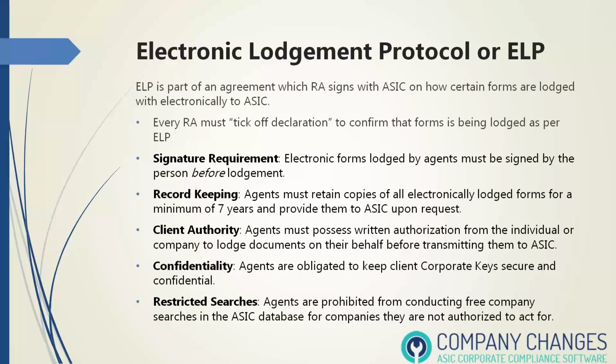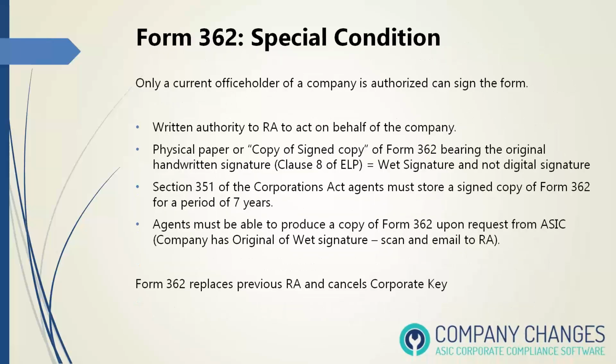The way we handle this in company changes is that there is a declaration made by the company holder who signs the minutes to lodge that Form 484. The company minutes authorize the agent to lodge that particular form to ASIC. This written authority is very important, and if you don't have it as a registered agent, then when you're transmitting to ASIC, you have breached the electronic lodgement protocol. You must keep all your matters very confidential, especially the corporate key of the client, and you should only make searches for the clients who have authorized you, who have signed Form 362.